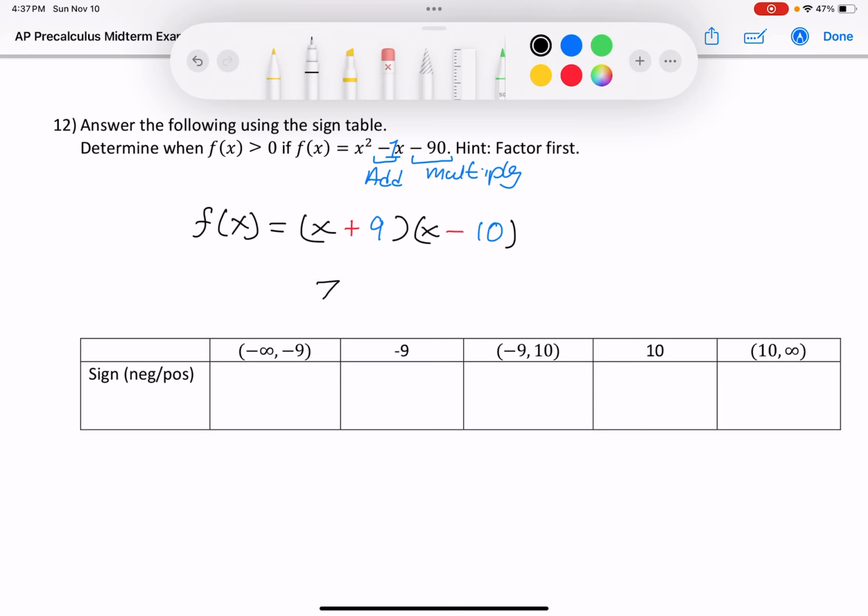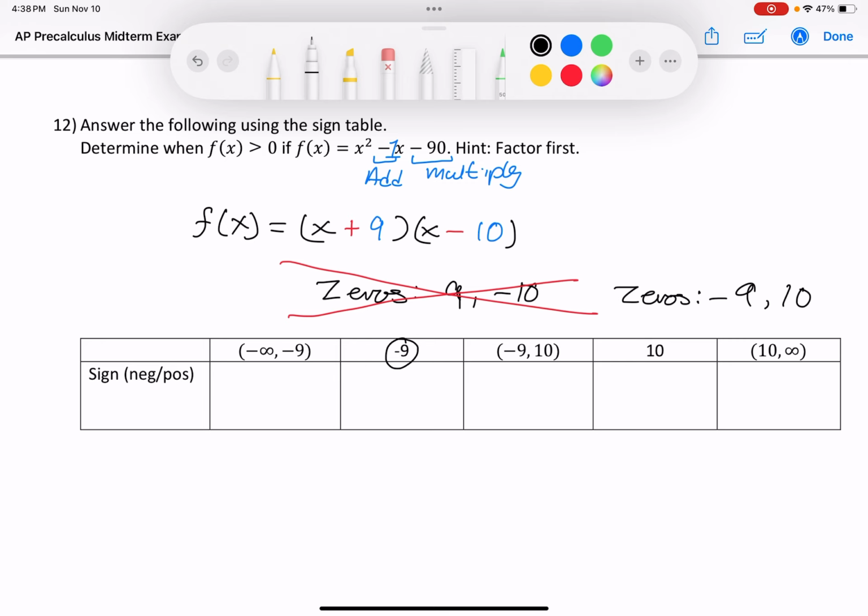Therefore, my zeros are 9 and negative 10. Of course not. The zeros are the opposite signs of the factors. The zeros clearly are negative 9 and positive 10. Negative 9 plus 9 is 0. 10 minus 10 is 0. That's why it's negative 9 and 10. Also, you could have kind of guessed from here as well because I put it there. So at negative 9, the function is 0. At positive 10, the function is also 0.